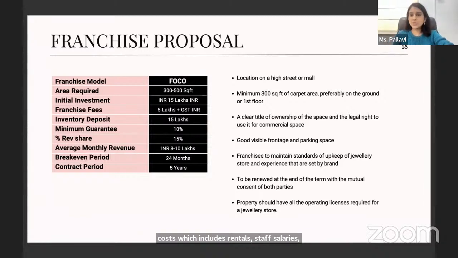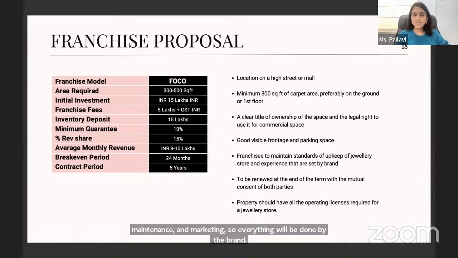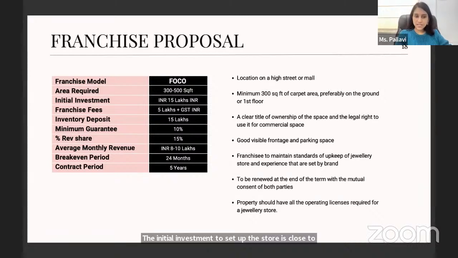The initial investment to set up the store is close to 15 lakh rupees. The franchisee fees is 5 lakh rupees. And we also take an inventory deposit of 15 lakh rupees, against which we keep rotating the inventory in the store. So against 15 lakhs, we put around 40 to 50 lakh rupees of inventory in the store.